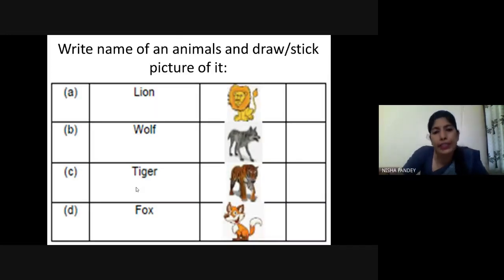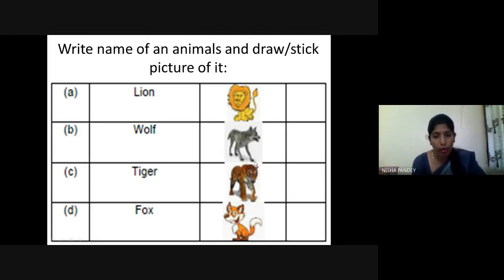So what you have to do in this worksheet, children, is write the names of animals and draw or stick a picture of each. Suppose you don't want to draw, or some of you may not be as good as others at drawing, you can stick the picture of these animals. I have taken four animals here, children: lion, wolf, tiger, fox. But you can take six more, so make it 10, right? We'll write their names so that you will learn the names as well as the spellings, and identify them with the help of their pictures.